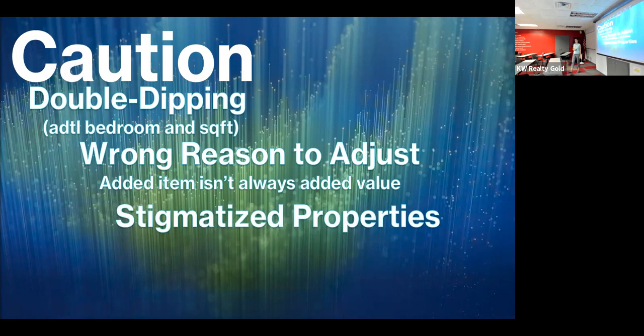Stigmatized properties. What does that mean? Suicide or? Yeah, somebody died. Really not a good thing. It's probably not going to be listed. Something that is going to be in the seller's disclosure somewhere, but probably not directly on the listing. How do you know? They're usually $10,000, $20,000 under where they should be.